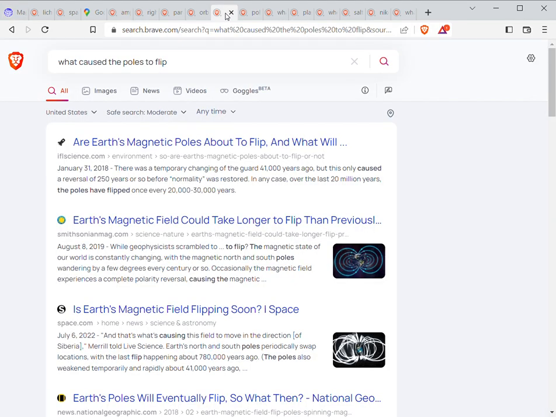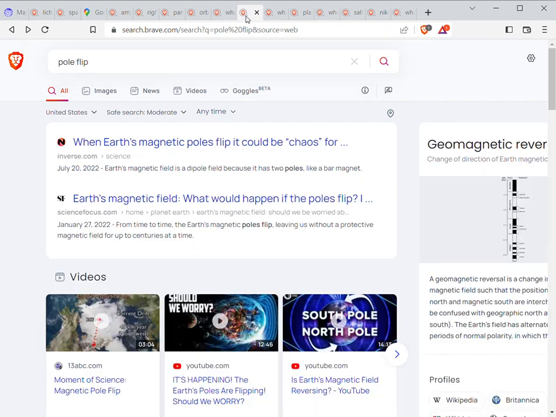Before we get there, what caused the poles to flip? They don't really tell you, but they make up stories, and they kind of scare people about this one a lot. You get a couple numbers. 41,000 years ago for frame of reference. Down here it says 7,800,000 years ago was. But they don't really explain what I asked, what caused this.